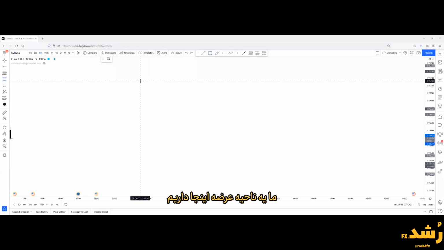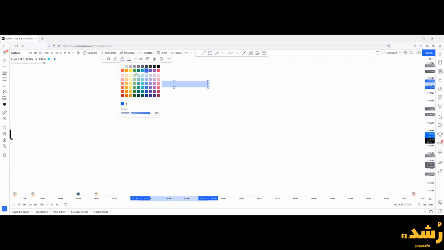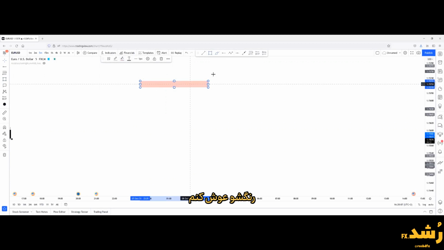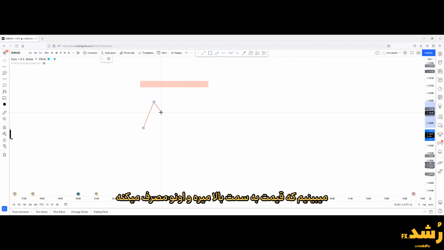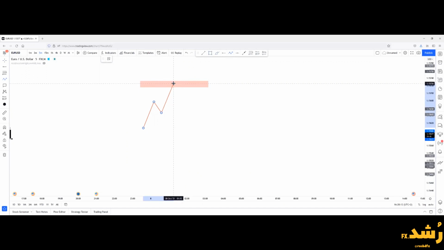So let's see. We have our supply zone right here. Let's change the color. Okay. So we have the supply zone right here. Let's say price comes up to mitigate this supply zone. We mitigate the 50% of this zone right here.